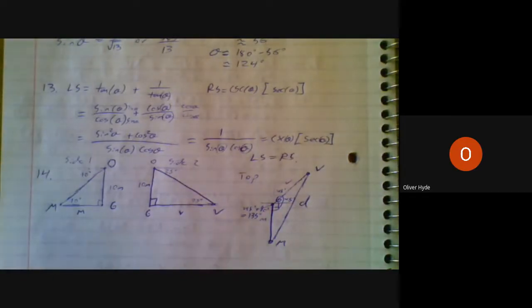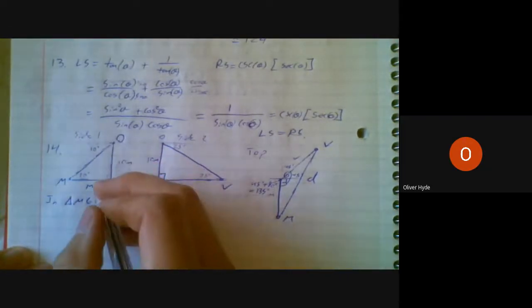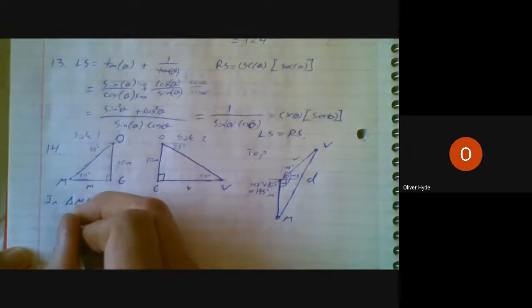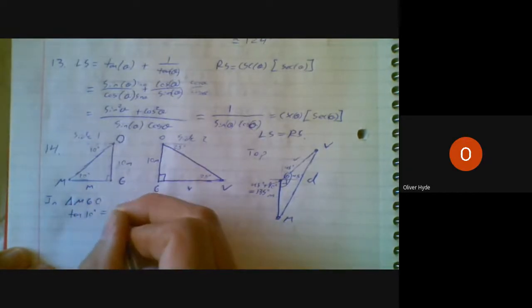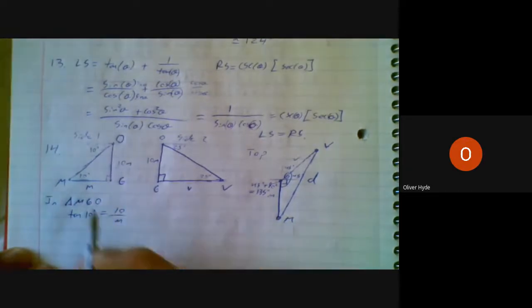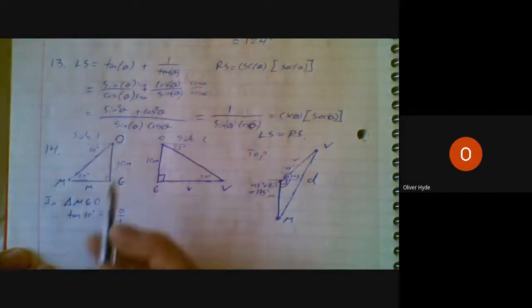I'm asked to reference label diagrams. I'm going to try to do my work directly below these diagrams, which should help my reader figure out where I'm working, but I'm also going to tell them that I am working in triangle MGO. I will say, let's see, I can use a tangent ratio. That the tangent of 10 degrees is going to be 10 divided by m. I guess I could have done the tangent of 80 degrees as m divided by 10 instead.